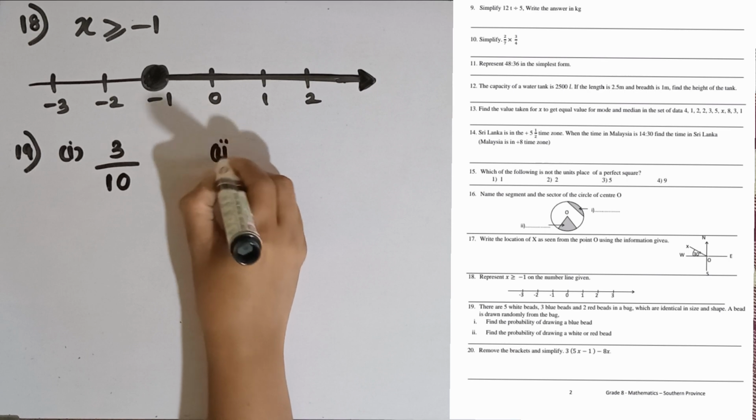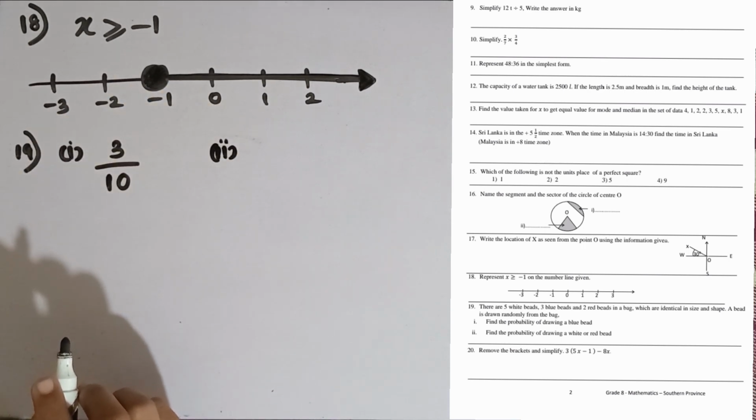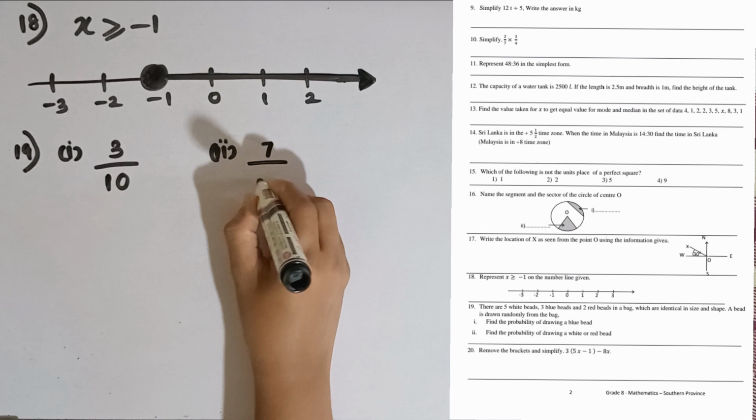Then second part, find the probability of drawing a white or red bead. Altogether, there are 5 plus 2. The total number of white and red beads are 7. So the probability is 7 over 10.